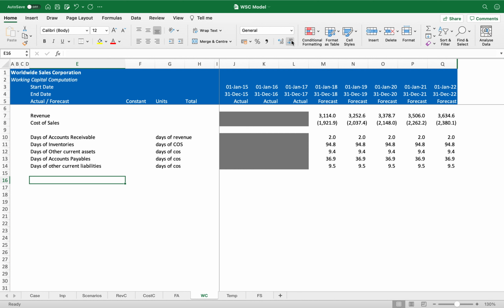Now I have made the assumptions for days of accounts receivables and days of inventories or whatever. I have the number in days. I have the total amount for the base also, revenue and cost of sales. So can I find out the amount of accounts receivables in millions of dollars? Can I do that? How can I do that?